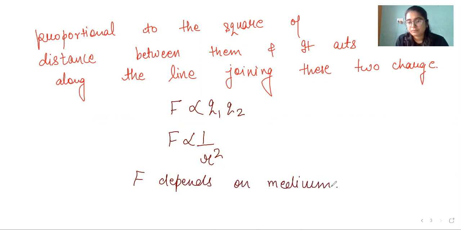That means it will change. If you place the charges in vacuum, then the force of interaction will be different. If you place them in air, or in oil, or in some other medium, then the force of interaction will be different, when other factors are kept at the same conditions. So now we understand this, and now we can write this formula.